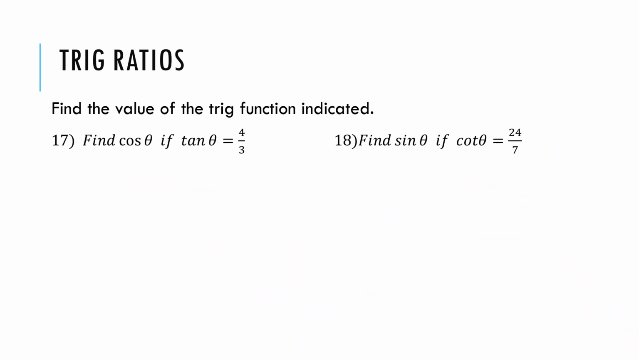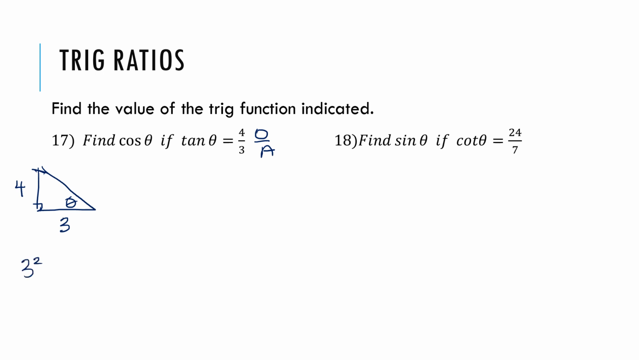All right, number 17. Find cosine of theta if tangent is 4 over 3. I'm going to draw myself a picture. It's going to help me. I'm going to put theta down in the bottom. I know that tangent is the opposite over the adjacent, so opposite of theta has a length of 4. Adjacent, or next to, has a value of 3.